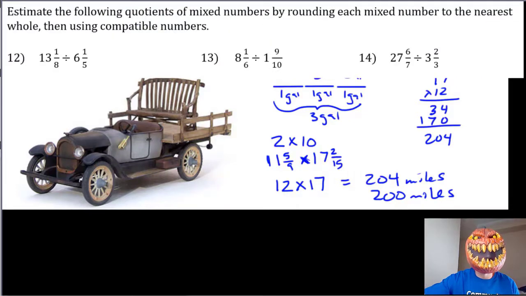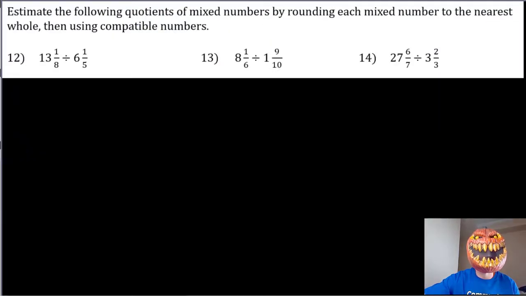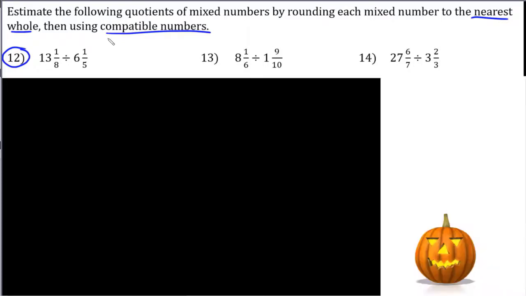Okay, the other problem I want to do with you is problem number 12, because here we're estimating quotients, and so we're going to be using compatible numbers. Let's do problem 12 together. Estimate the following quotients of mixed numbers by rounding each mixed number to the nearest whole, then using compatible numbers. When you round this dividend and divisor to the nearest whole, they still may not be compatible numbers. So why don't you try rounding these numbers on problem number 12 to the nearest whole, and then see if you can remember what we meant by compatible numbers during the pause. Find the quotient for your estimate, and then come back and see how you did.